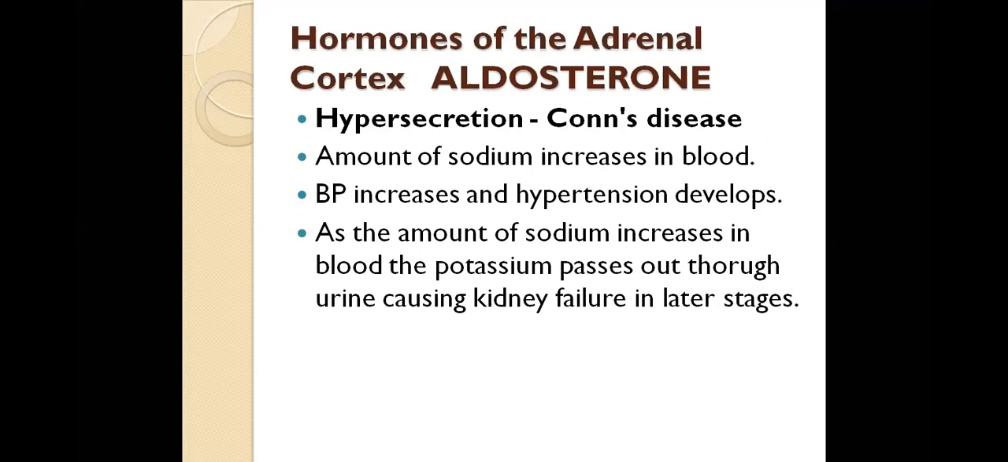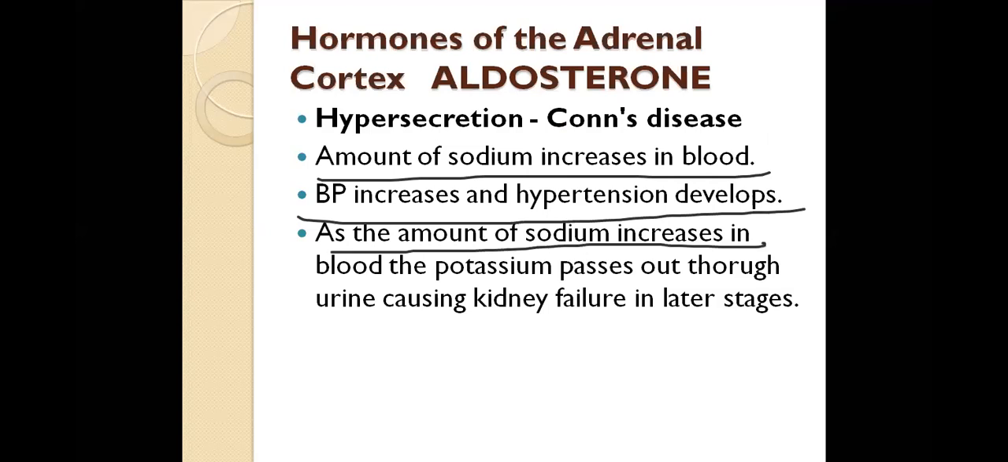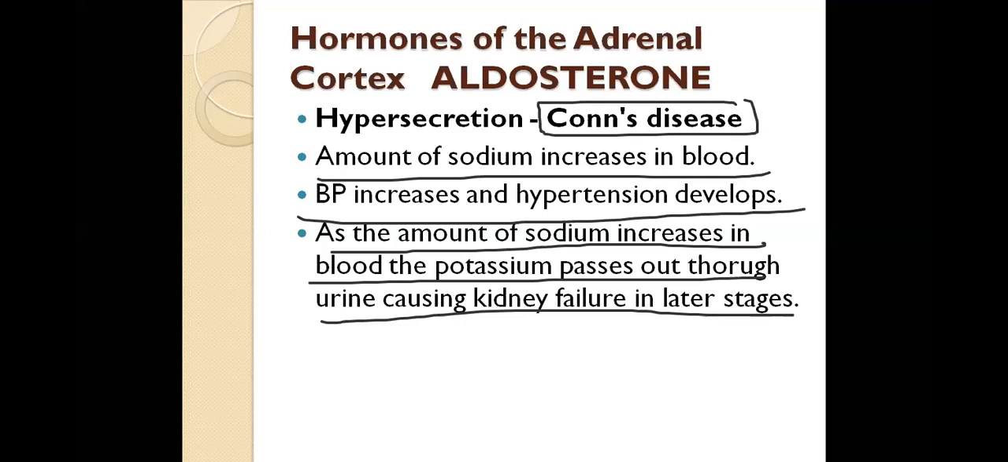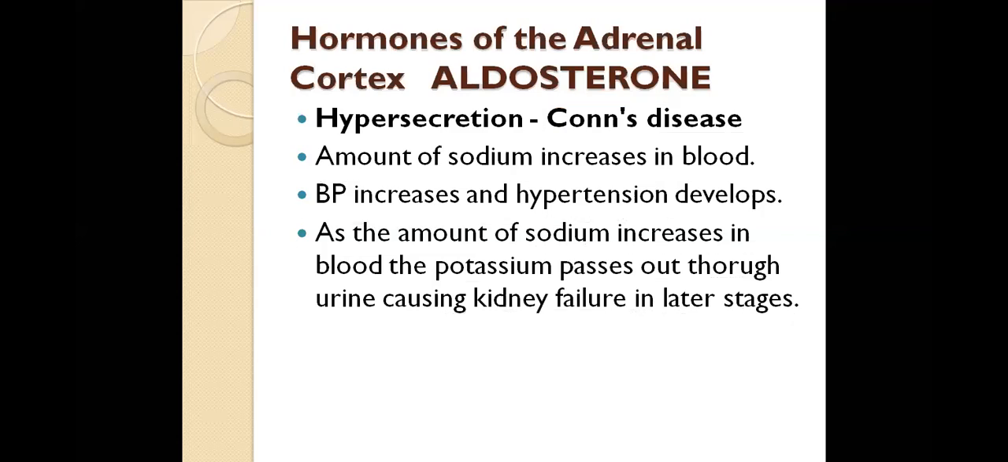Then hypersecretion leads to what? The amount of sodium increases in the blood. More aldosterone means more sodium in the blood, and that increases the blood pressure. As the amount of sodium increases in blood, potassium passes out through the urine, causing kidney failure in later stages. We call it Conn's disease. It's not very famous, but it is to be remembered. Hypersecretion of aldosterone is Conn's disease.